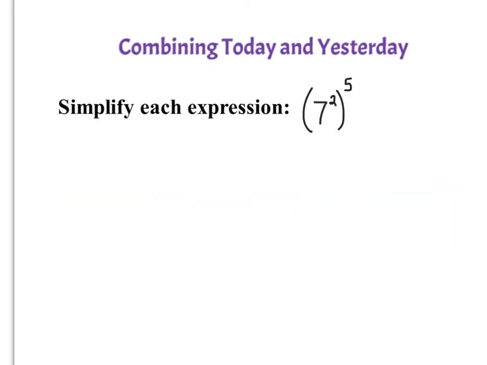So for this basic problem, this is saying 7 squared is raised to the 5th power. All I need to do to figure out what it is in simplest form is multiply the exponents. So that is like 7, and I'm going to do 2 times 5. So this simplified is 7 to the 10th power.